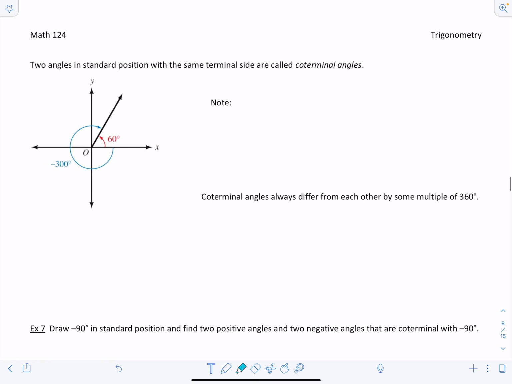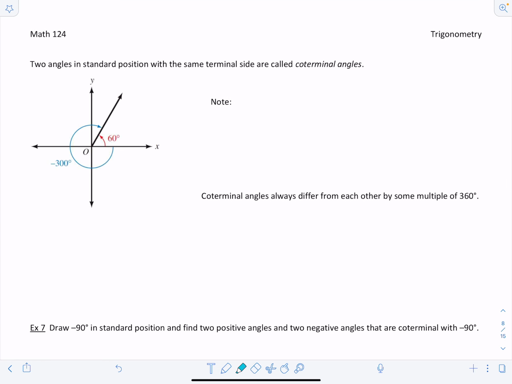Now, two angles in standard position with the same terminal side, so this is the terminal side, are called coterminal angles. So if you notice here, these angles are coterminal because the first one's terminal side is in quadrant 1. It makes an angle of 60 degrees positive with the positive x-axis. The other angle arrives at the same terminal side in quadrant 1, but the direction that it sweeps out is clockwise, which means, remember, that it has a negative sign attached to it, so that it's negative 300 degrees.